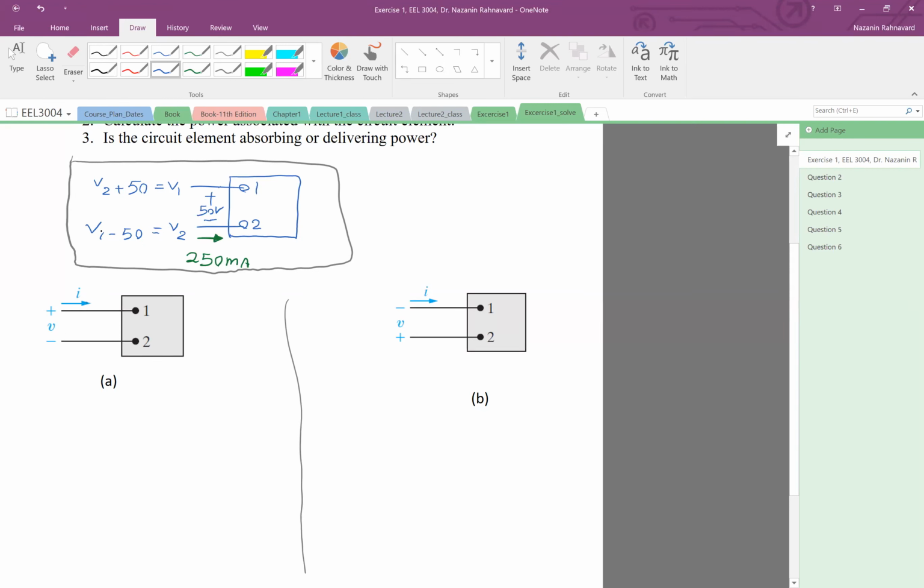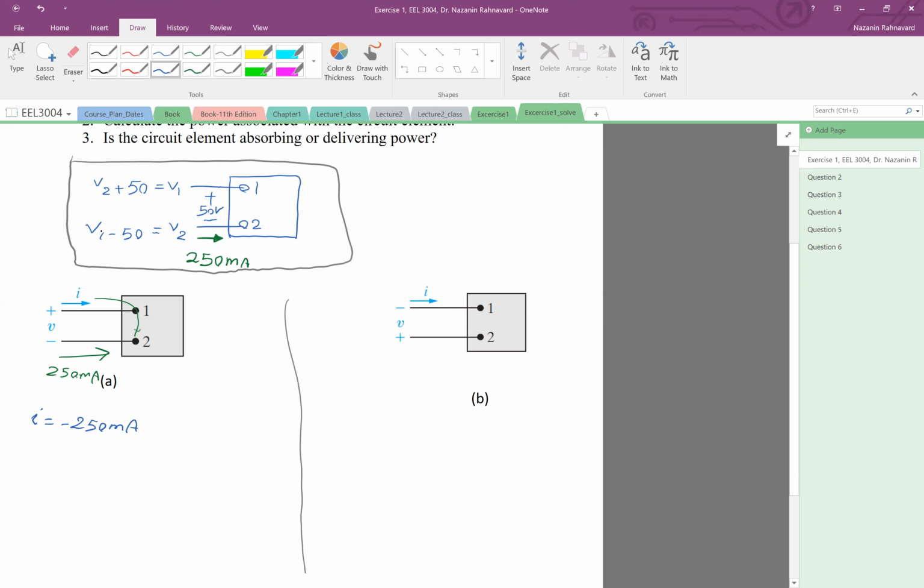The I, the reference, is showing this way, but the actual I is 250 milliamp entering terminal 2. So when it enters terminal 2, it's going out of terminal 1. So basically, if this is 250 milliamp this way, it's going this way. So the I is in a reverse direction. So therefore, the I would be negative 250 milliamp. So I would say I is negative 250 milliamp.